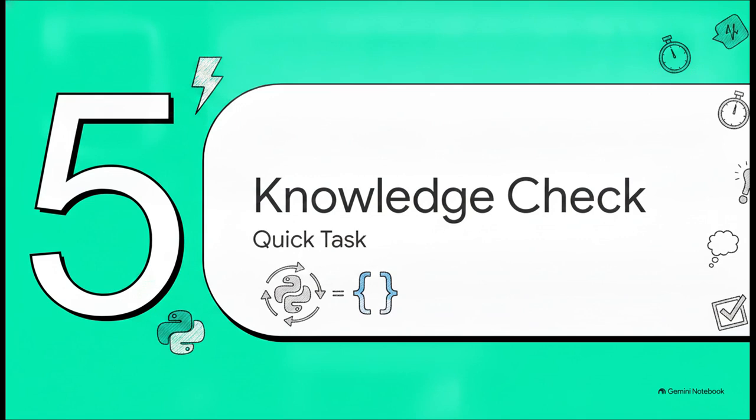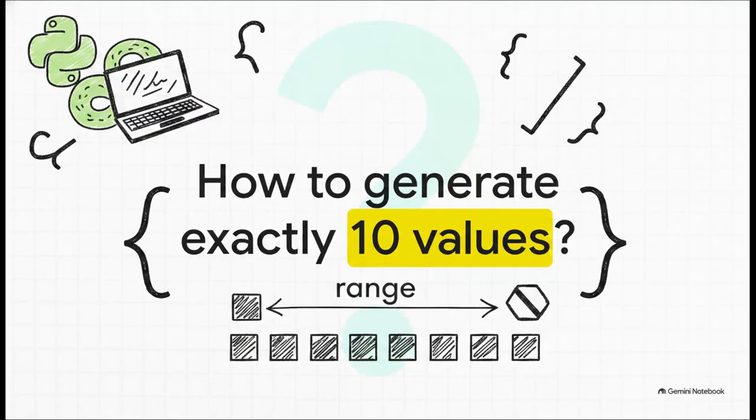Okay, section 5, quick task knowledge check. Let's briefly test your memory before you go do the actual application task yourself. Here is a quick retrieval check for you. Based on the endpoint boundary rule we literally just learned for the range function, how do we write a sequence that generates exactly 10 values? Think about how that endpoint limitation actually works. I'll give you a second.